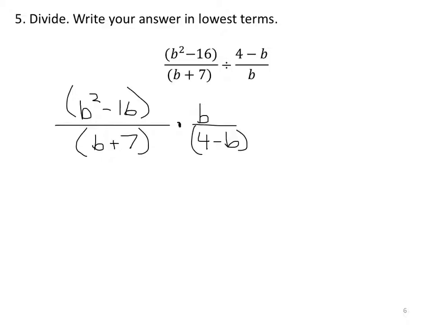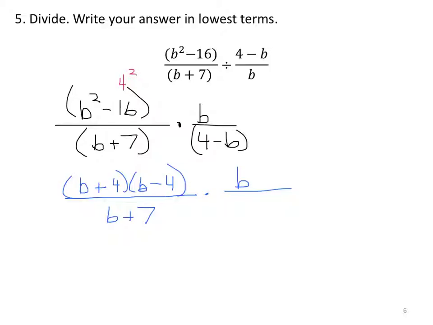Now we need to see what we can factor. The first numerator is a difference of squares. It's b squared minus 4 squared. So we can add and subtract the bases: b plus 4 times b minus 4. The denominator is already simplified. And on the second term, both the numerator and the denominator are simplified.